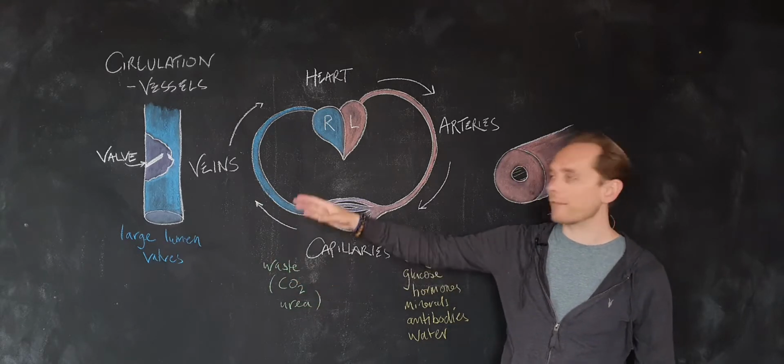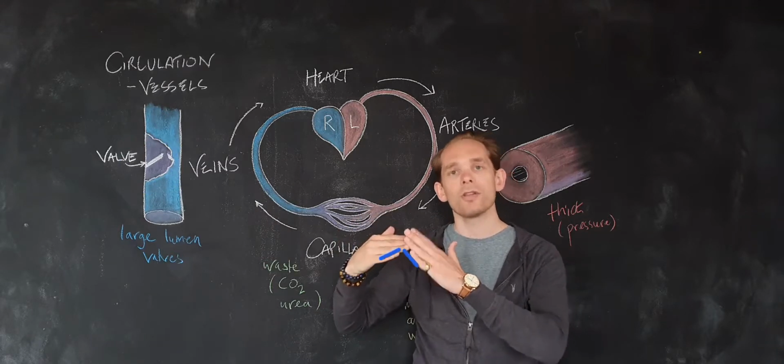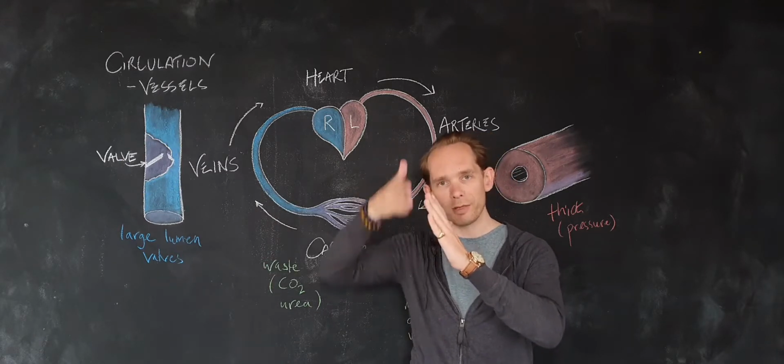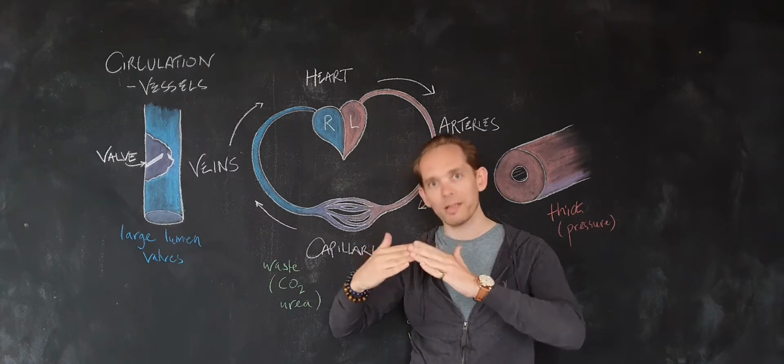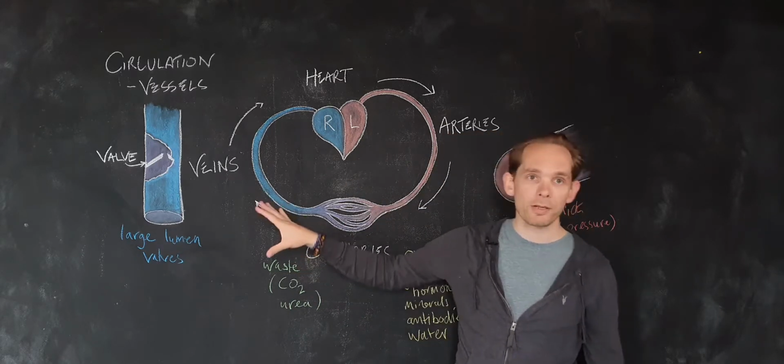And to prevent backflow, you can see in this little cross section I've drawn here, they have these valves so that between pumps of the heart, rather than letting the blood flow back, the valves close and the blood progresses by steps between each pump. So those are the main features of the vessels.